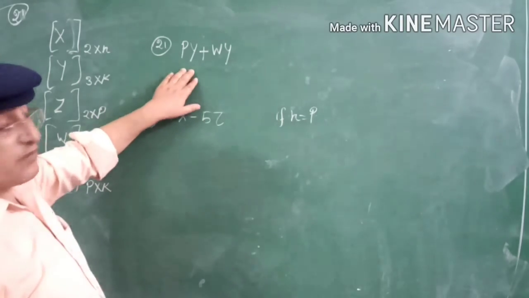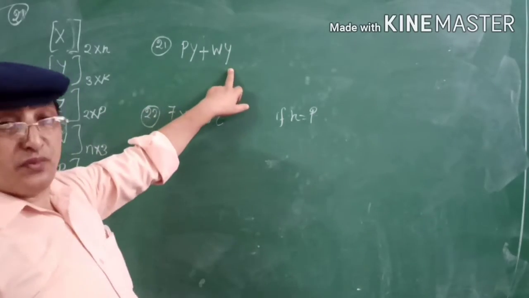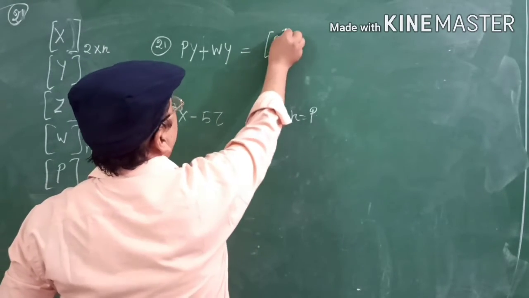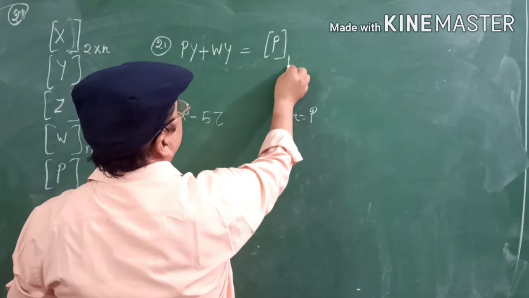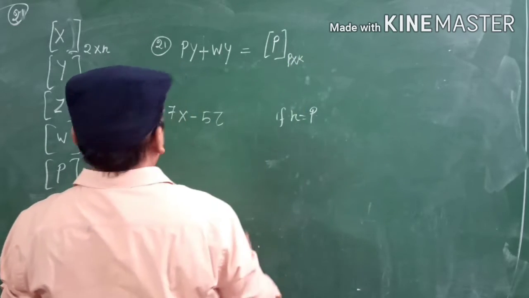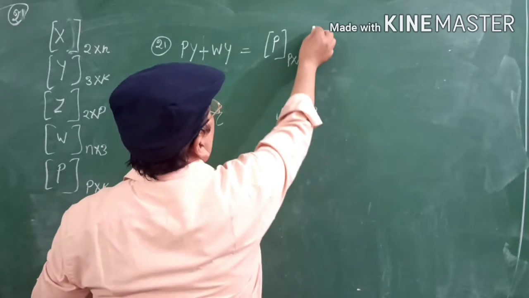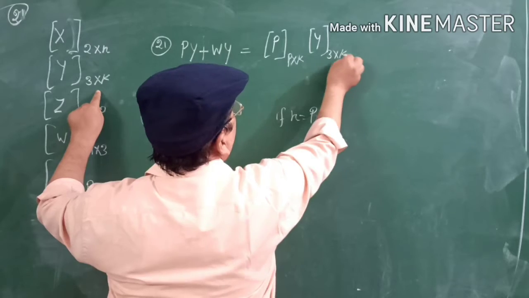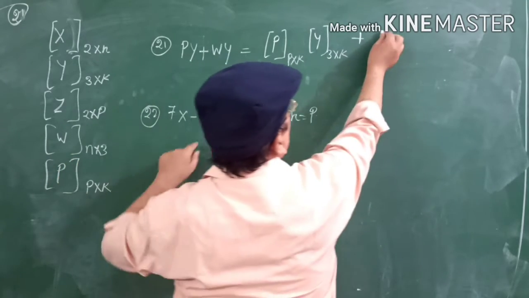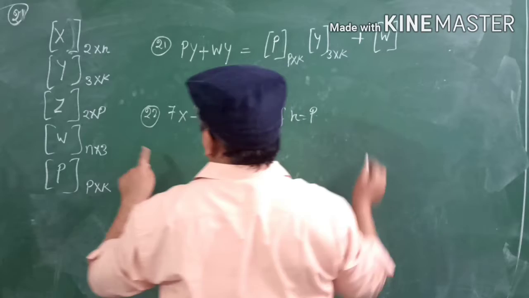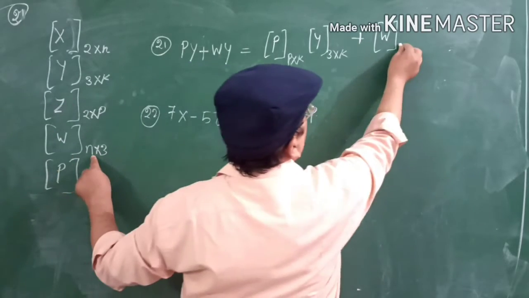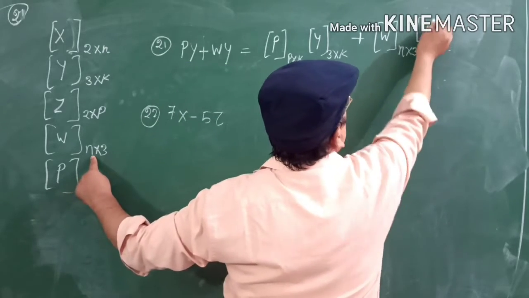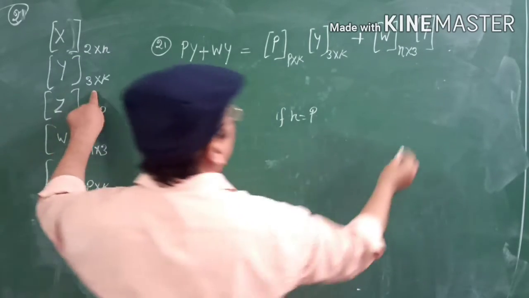Then if PY plus WY is defined, now we will put here: P is defined in such a way, p cross k, and Y is defined 3 cross k. Then plus W is defined, what is W? W is defined n cross 3, and lastly Y is defined 3 cross k.